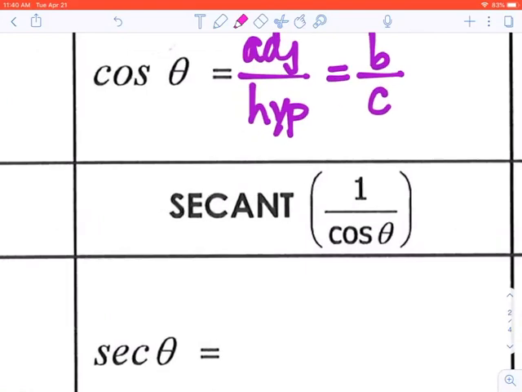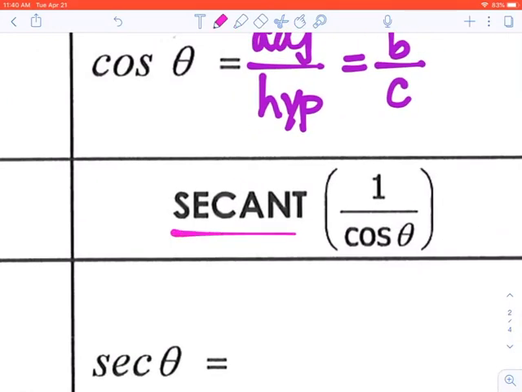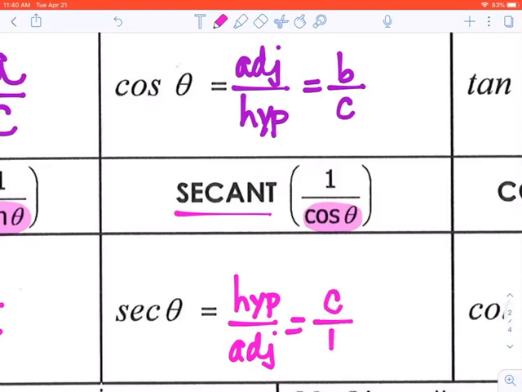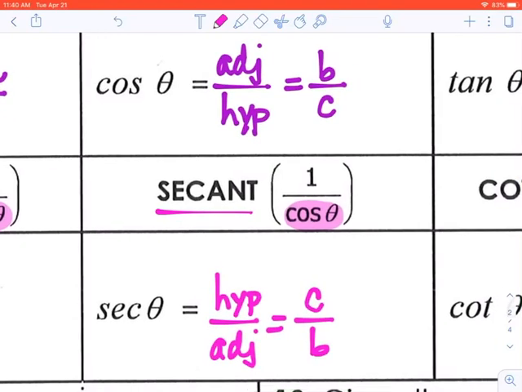Cosine now is going to be the reciprocal of secant. Cosine and secant are reciprocals of each other. So my secant by definition is going to be the hypotenuse over the adjacent. Or I could just say for this triangle, if my cosine was B over C, it's going to be C over B, reciprocal of B over C.